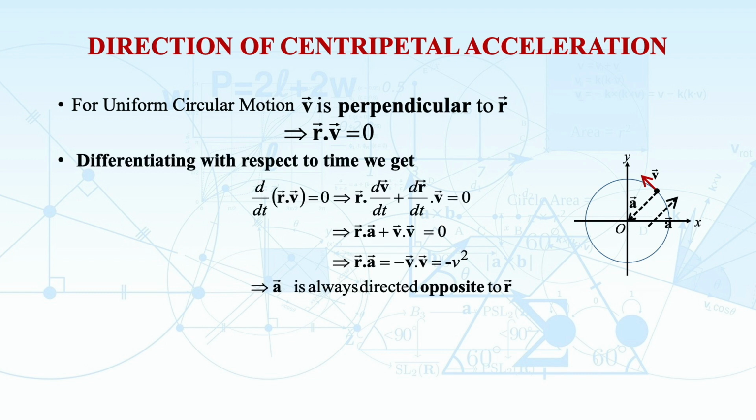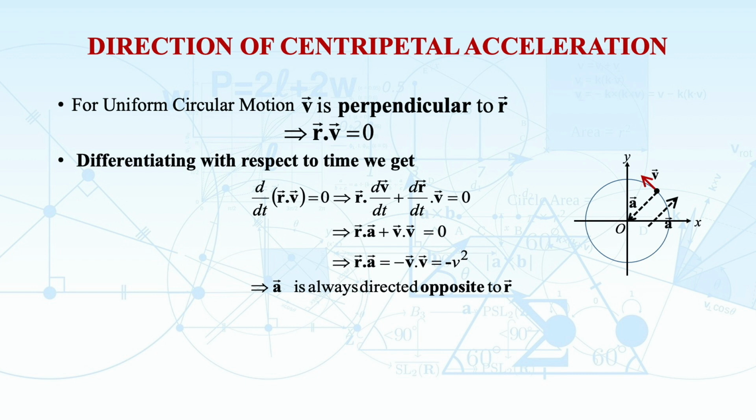Now, if you do the calculation in the same way as you did the calculation for taking the derivative of V dot V or R dot R, you will come to the conclusion that R dot A plus V dot V is 0. Here we have made the replacement that dV/dt is nothing but the acceleration vector. So basically what you get is that R dot A plus V dot V is equal to 0, or in other words, R dot A has to be equal to minus V squared. Minus V dot V is nothing but minus the square of the magnitude of the velocity vector.